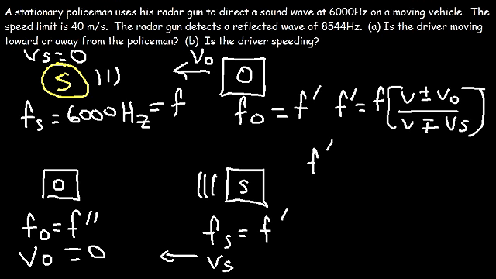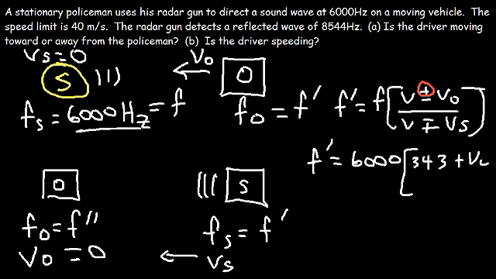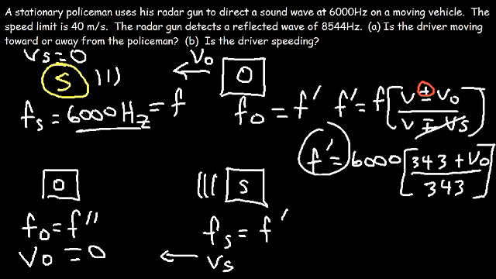So F prime is equal to the frequency of the source, which is 6,000, that's F, times V, the speed of sound in air, which is 343, plus VO. Now the observer is moving towards the source, so the frequency should go up, which means we need the numerator to go up, so we're going to use positive VO. Vs is 0, so we don't have to worry about the bottom. So we just have V on the bottom. So this is our first equation. We have two variables. So we need to write another equation.